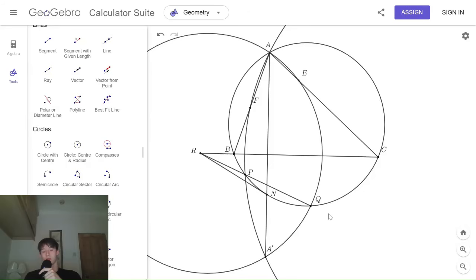Okay. Maybe some Pascal, but that looks kind of weird. Yeah, that low key looks weird.